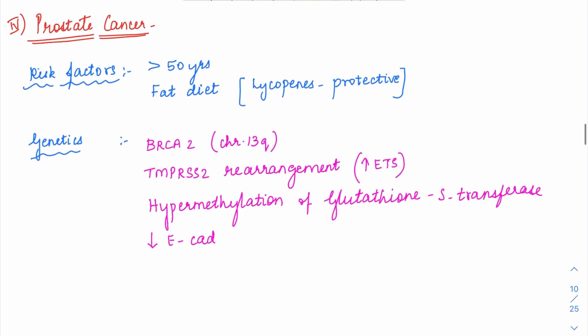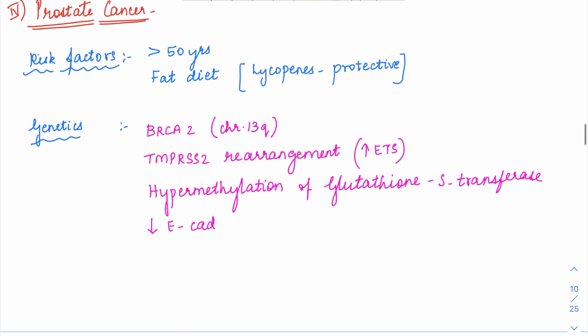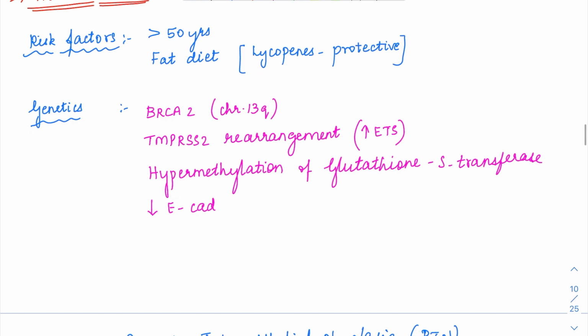So next we'll see about prostatic cancer. The usual risk factors associated with prostatic cancer: it is going to present in quite elderly people, more than 50 to 60 years, and increased fat diet is going to be associated with a risk. And then lycopenes, which are present in fruits and tomatoes, are going to be protective for prostatic cancer.